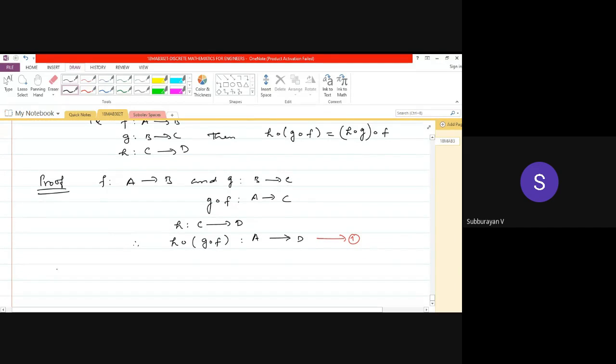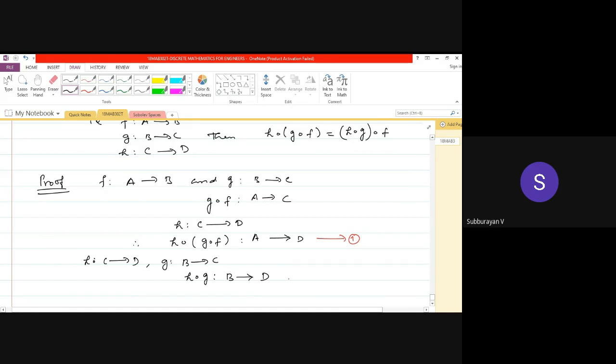Then come to the right hand side. In the right hand side, h is a function from C to D, and g is a function from B to C. Therefore, h composite g is a function from B to D, because look at this, here the domain is C and here the codomain is C. Therefore, this is the correct combination.